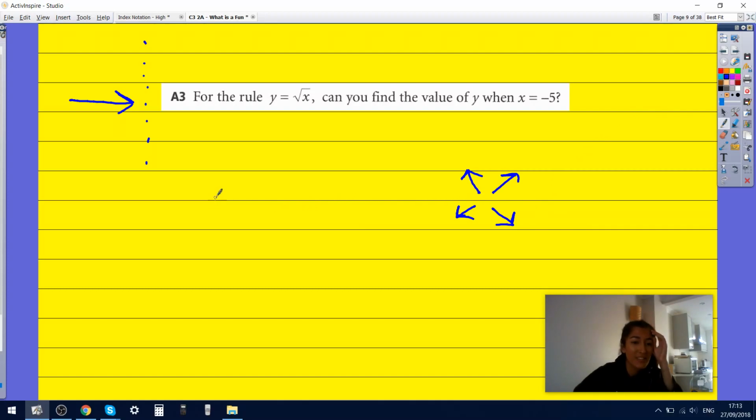For the rule y equals root x, you find the value of y when x equals -5, so root -5. Oh, my calculator's not here. Hang on.